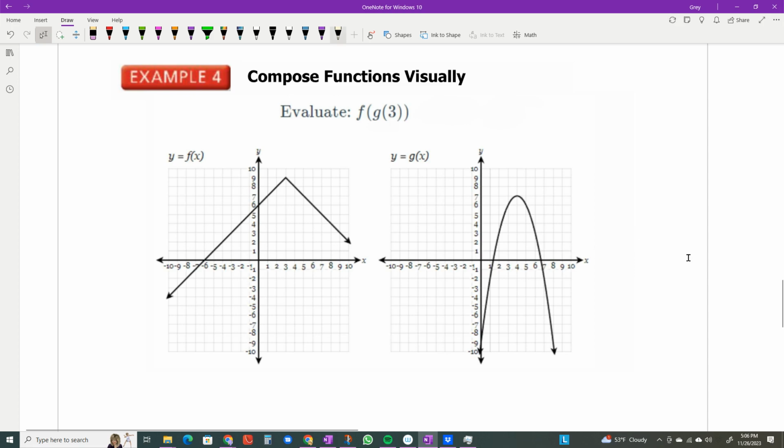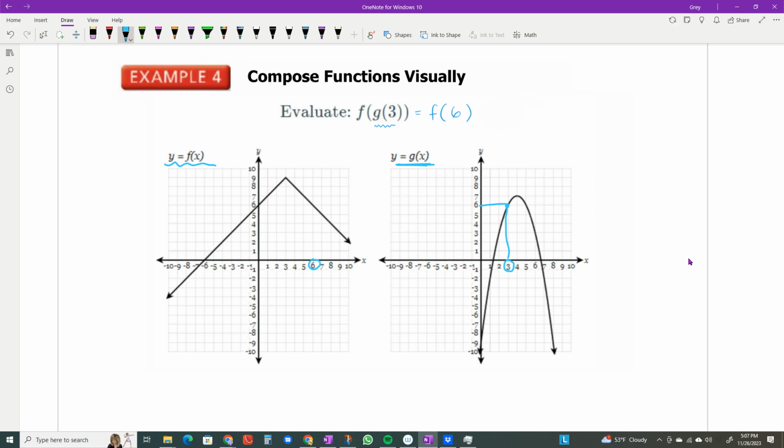So where do you start? Always start on the inside. So you're going to start with g of 3. Okay, so this is my g function. So I'm going to 3, which is right here, and I'm going to find out what that equals. So g of 3 is equal to 6. So that means that f of g of 3 is the same thing as f of 6, because we just figured that. Now I'm going to go to my f function and find 6 on my x.